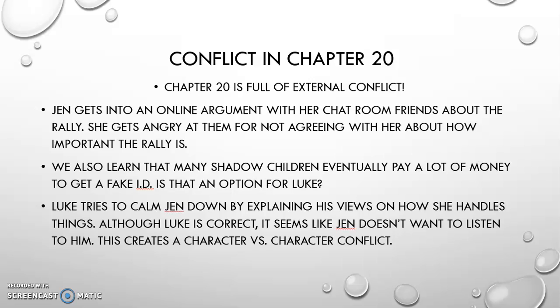In chapter 20, there is a lot of external conflict. Jen gets into an online argument with her chat room friends about the rally in chapter 20, which you should have read before you started this lesson. During that online argument, she gets really angry at them for not agreeing with her about how important the rally is. She gets so angry that she starts writing in all capital letters and exclamation points and jabs the enter button with her finger, eventually shutting off the monitor of her computer because she gets so disgusted with her friends' reactions. We also learned, based on that chat room conversation, that many shadow children eventually choose to pay a lot of money to get a fake ID.